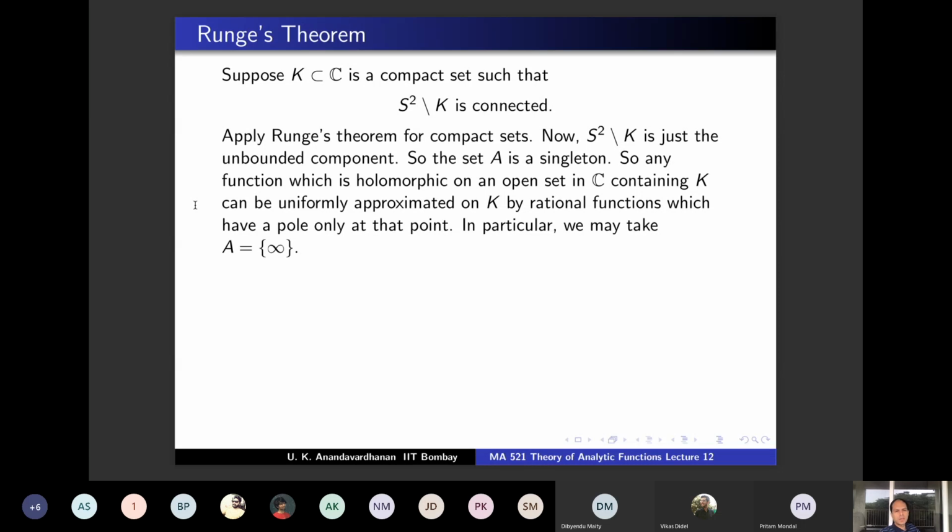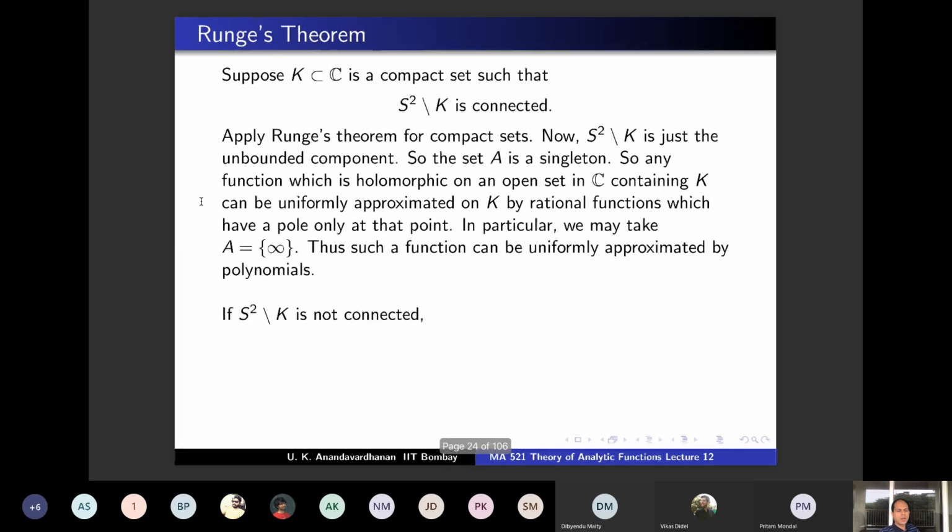But this is what we get: if you have a holomorphic function on an open set containing K, a compact set, where K has this property that S2 minus K is connected, then it can be approximated by polynomials uniformly on K. If S2 minus K is not connected, this cannot be done. I mean, in the sense there's always one function that you can write down which cannot be approximated by polynomials.